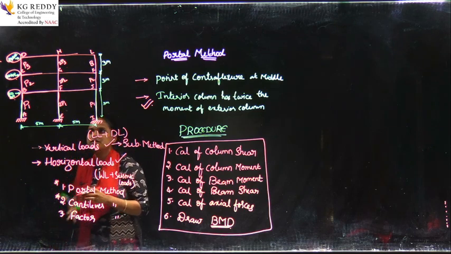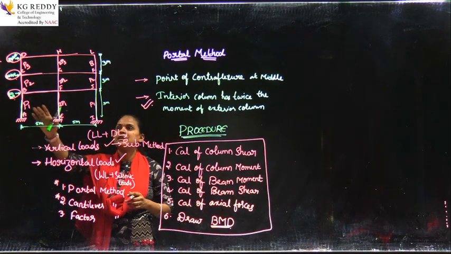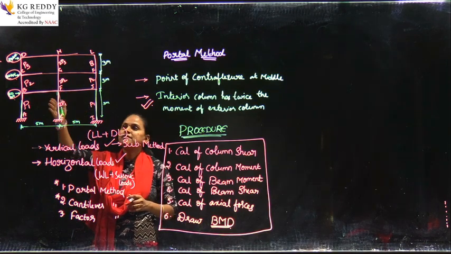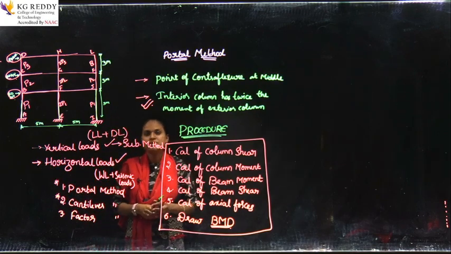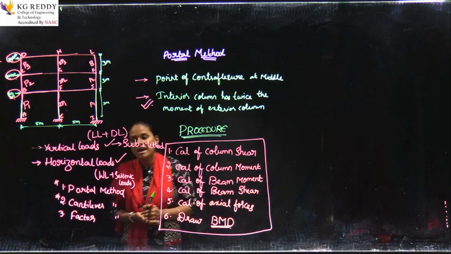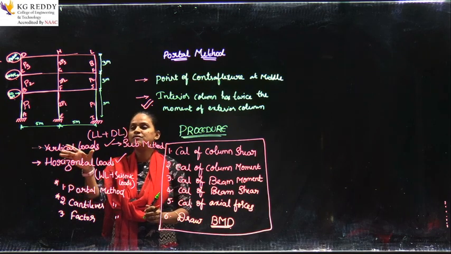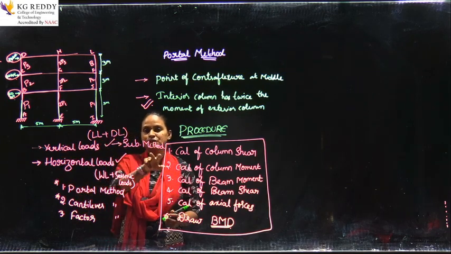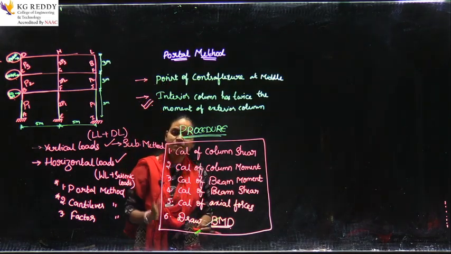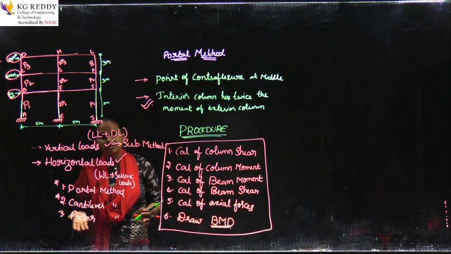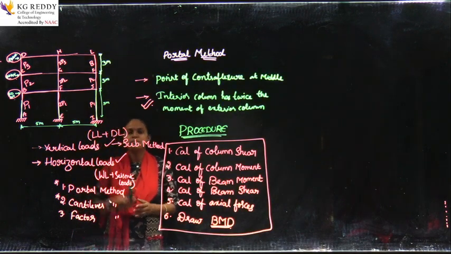And for the third story, it is P3, 2P3 and P3. In this way, first you name the points, then write down the parts P1, P2 and P3, and then make it 2P1, 2P2 and 2P3. So this is the introduction to the approximate method of analysis, where you have different methods like the portal method, cantilever method and factor method for the horizontal loads, and for the vertical load you have the method of substitution. Then you have the two assumptions of the portal method, and this is the procedure for the calculation and analysis of the structure in the portal method. In the next part we will be solving this problem. Thank you.